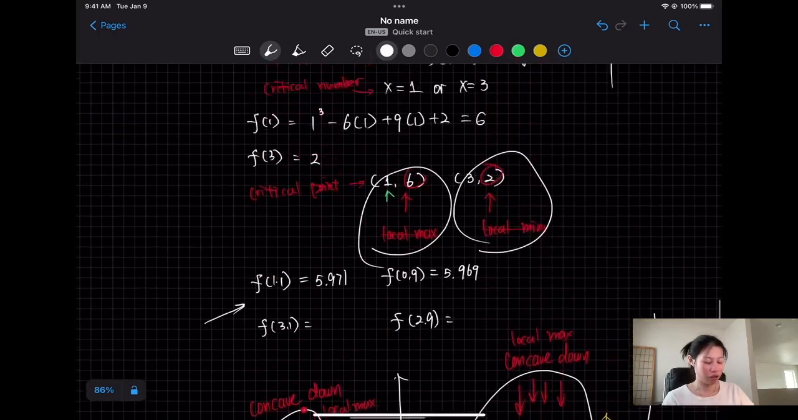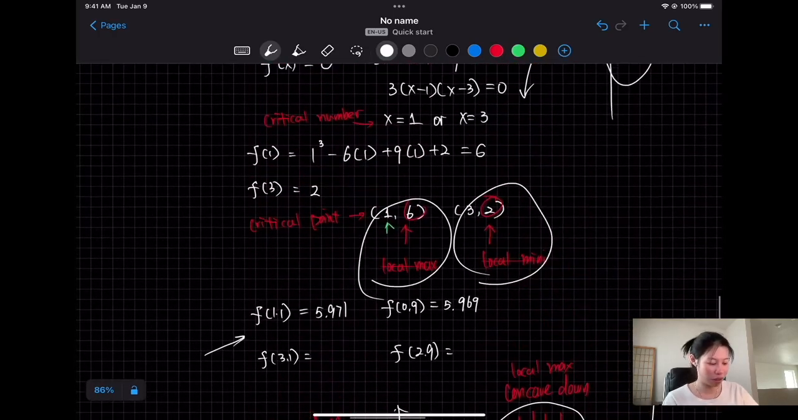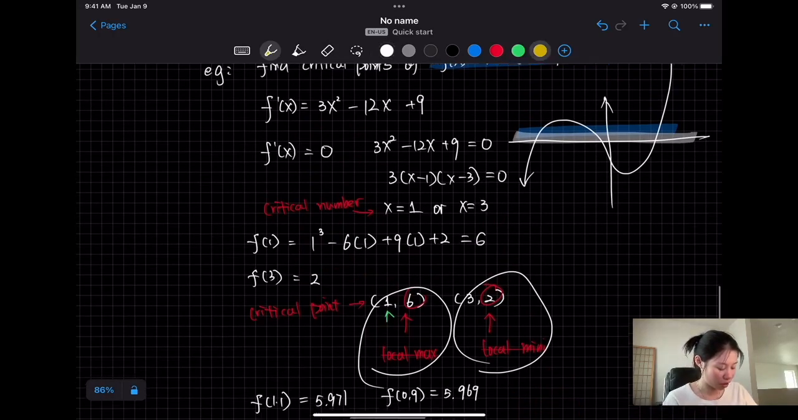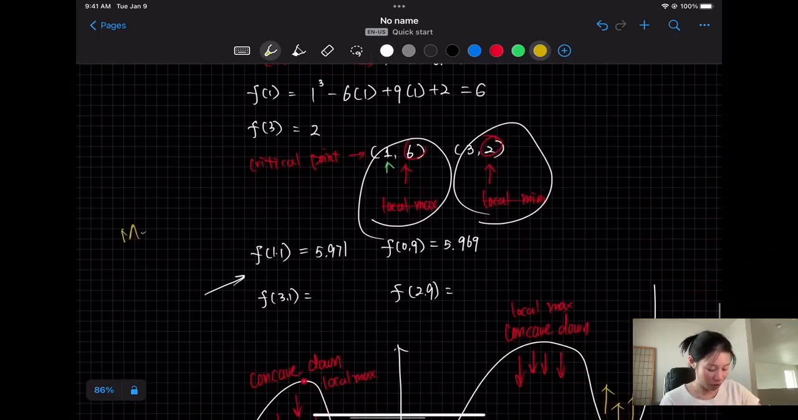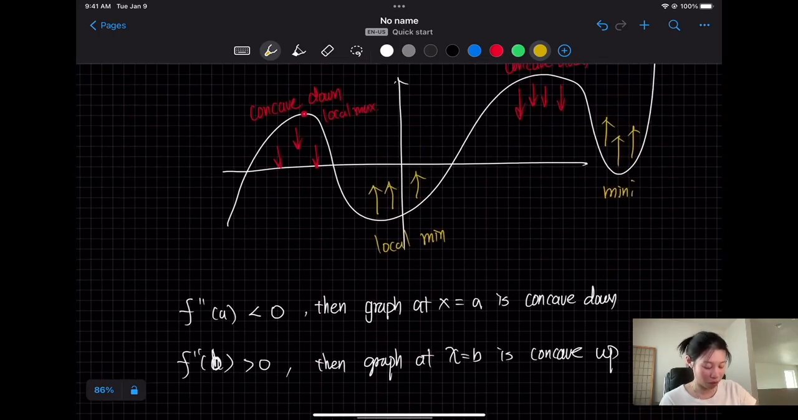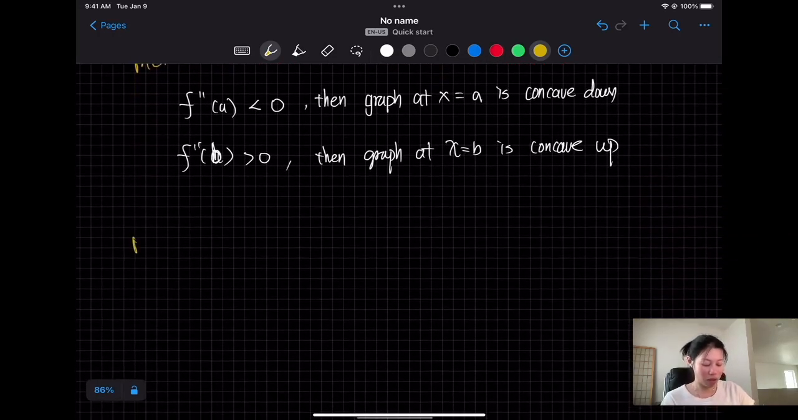So the third way, let me write this one. The first way is you test the points nearby, which is what we did earlier. This is the first method. The second method is we use the second derivative to test concavity. Okay, so what's the third method?